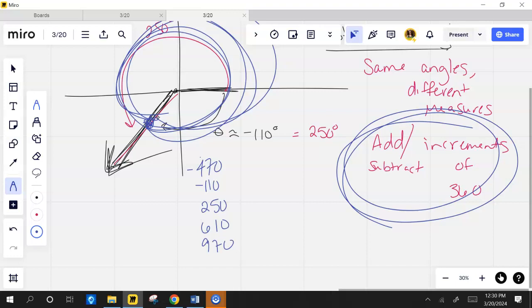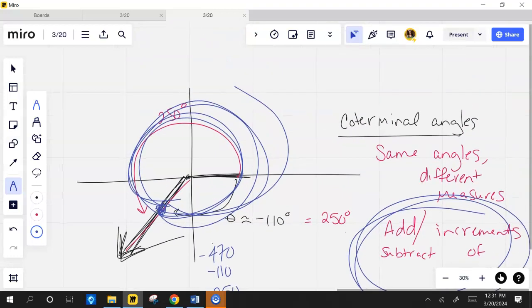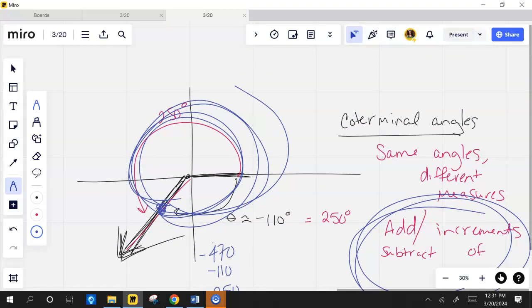All right, yes, no, maybe so. How many degrees, Noah, altogether in a circle? 360. How do I find coterminal angles? Add 360 or subtract 360. Yeah, continue to do that. There we go. I can do it like this.